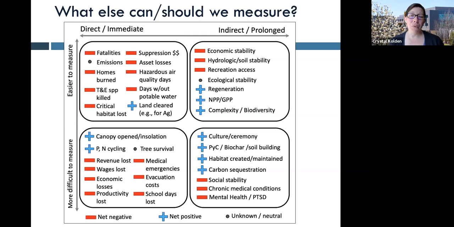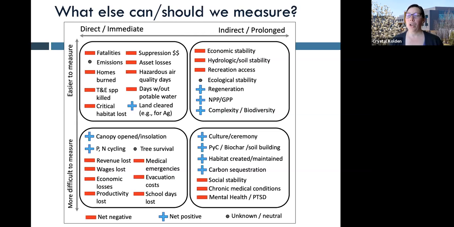For those of you that lived through the Thomas Fire and dealt with it, there was for a while no potable water, and you had a boil water order after the Thomas Fire. So across some of these large fire events in towns, you have number of days without potable water, hazardous air quality days, right? All these things are immediate and really easy to measure, and that is why we often talk about disasters in that context.